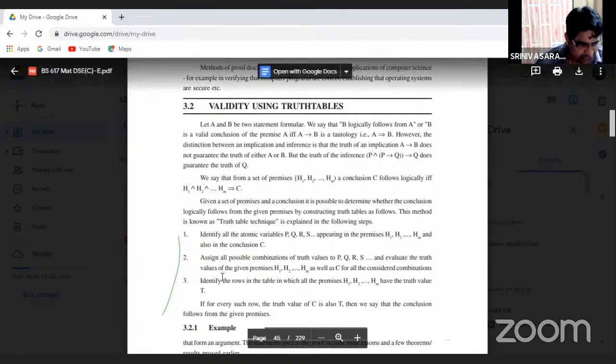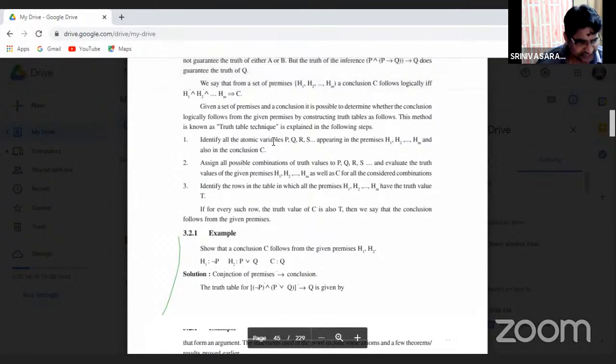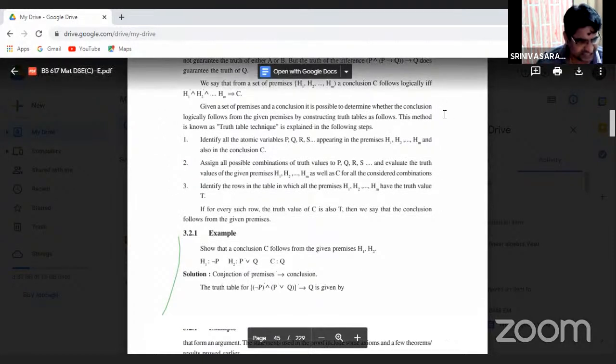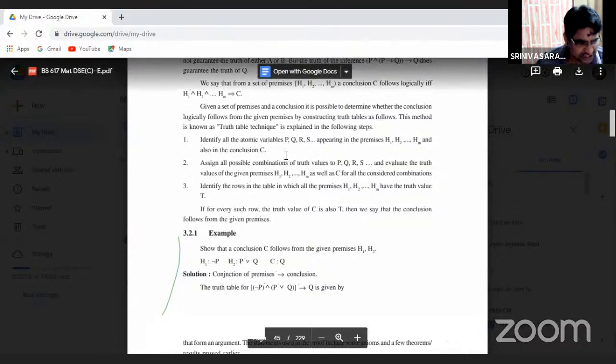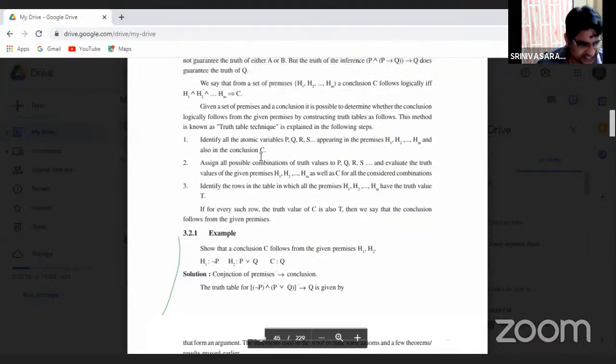That's it. Now the truth table technique explains the following steps. What are the steps of the truth table technique? From these three conditions, the first condition is to identify all the atomic variables P, Q, R, S appearing in the premises H1, H2, and so on up to HM, and also in the conclusion capital C.